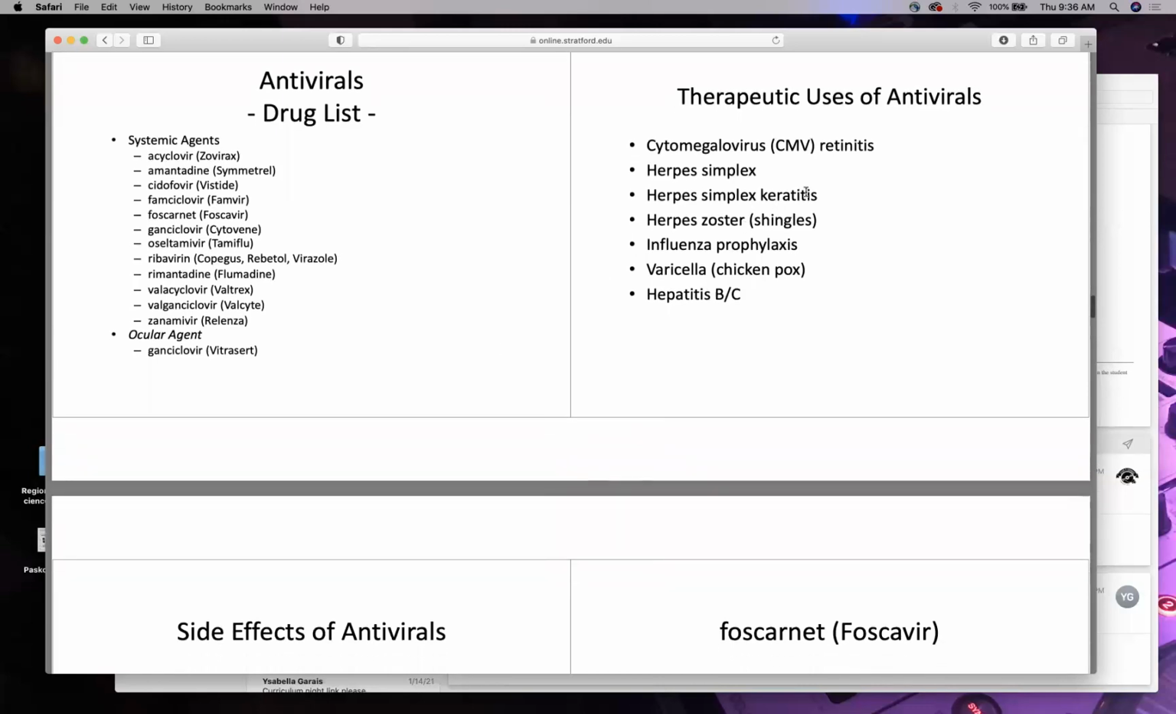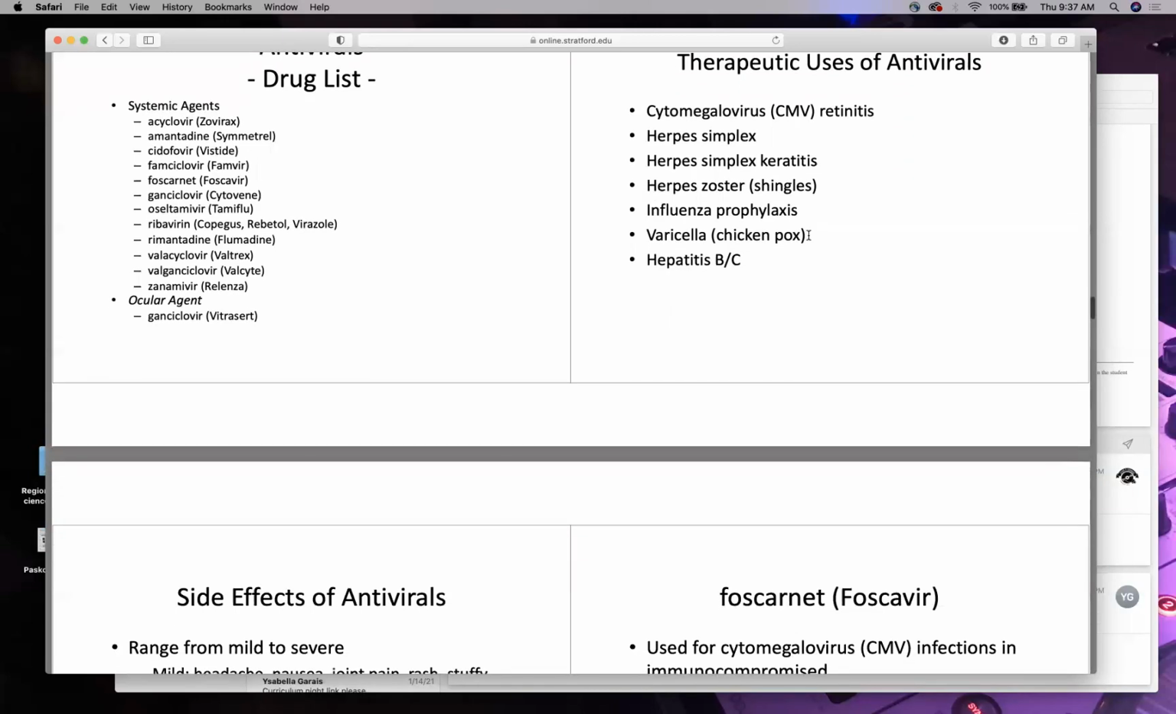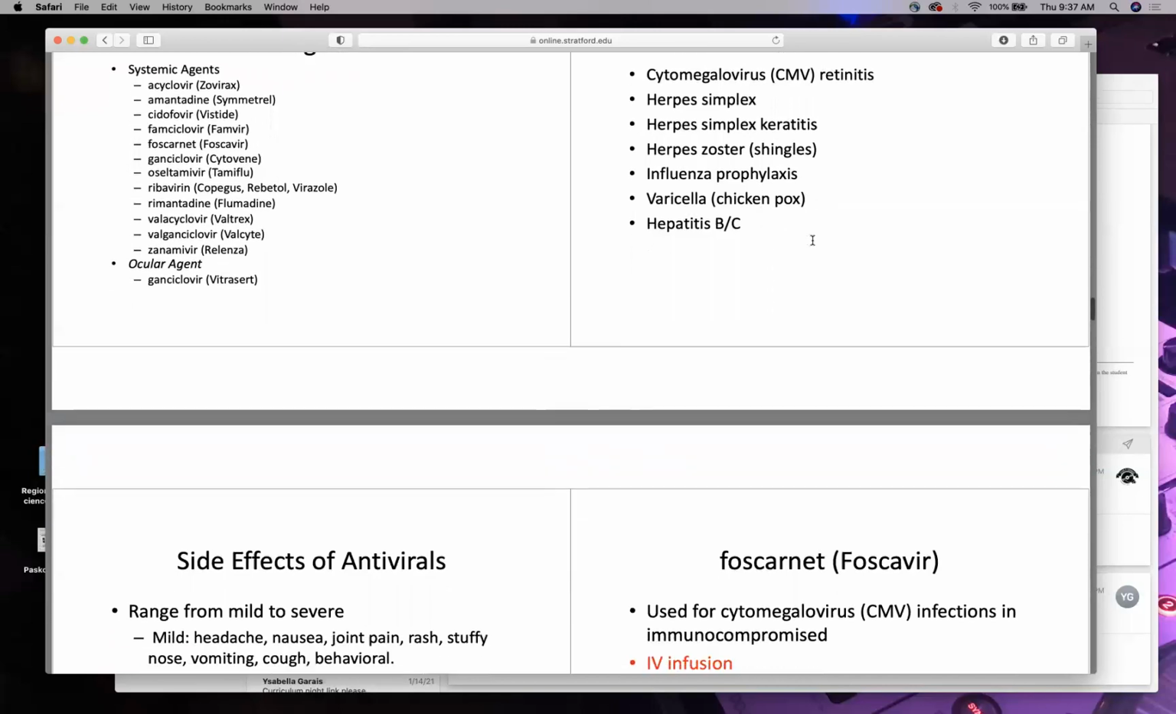Other than HIV, what can you get that you will need an antiviral for? Well, you can get cytomegalovirus retinitis. You can also have herpes, that's a virus. Herpes zoster, also known as shingles, right? Influenza prophylaxis, right? We have an antiviral for influenza A, right? And of course, varicella, chickenpox, okay?